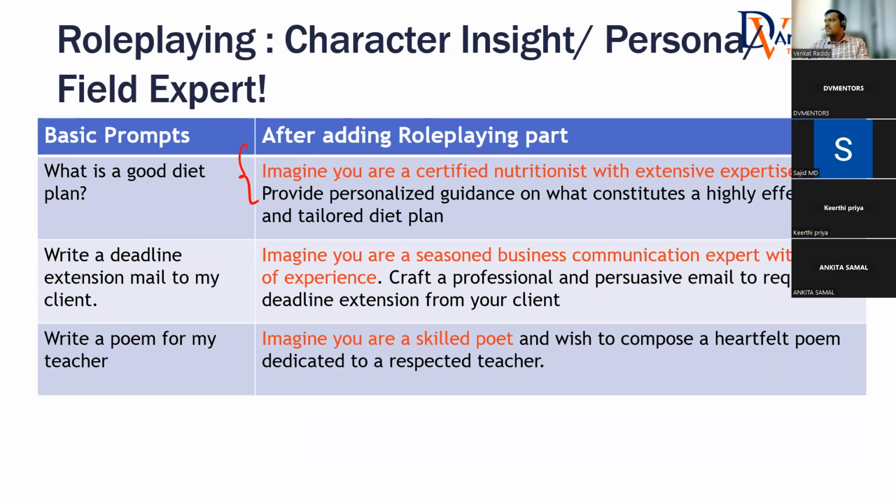Imagine you are a nutritionist with extensive expertise. Then ChatGPT will imagine. Basically, what it will do is ignore all the other parameters. It will focus only on the nutrition related data, the nutrition related parameters. It will give you a very, very precise answer. Imagine you're a seasoned business communication expert with years of experience. Then give me a deadline extension email and it will be wonderful.